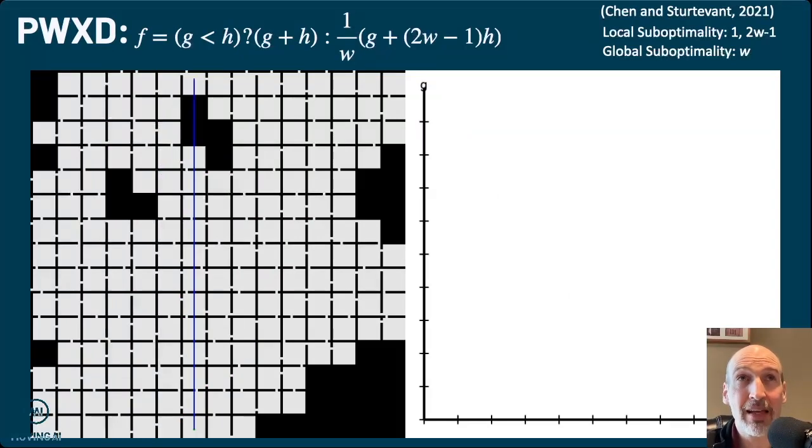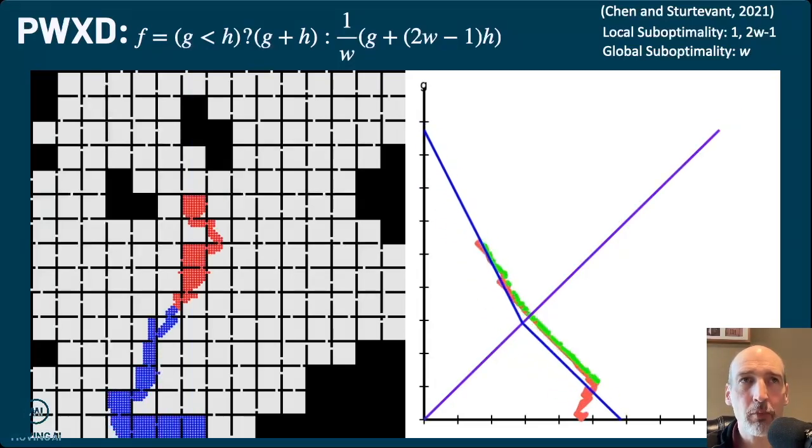So I'll show you another priority function. This is piecewise XDP. It says if g is less than h, then I'm going to essentially run A star because my priority is going to be g plus h. And if g is greater than or equal to h, then I get a normalizing constant, and I get g plus (2w minus 1)h. And so that is essentially running weighted A star with a weight of 2w minus 1. My global suboptimality bound here is w, but locally I'm either going to be optimal, running A star, or 2w minus 1.